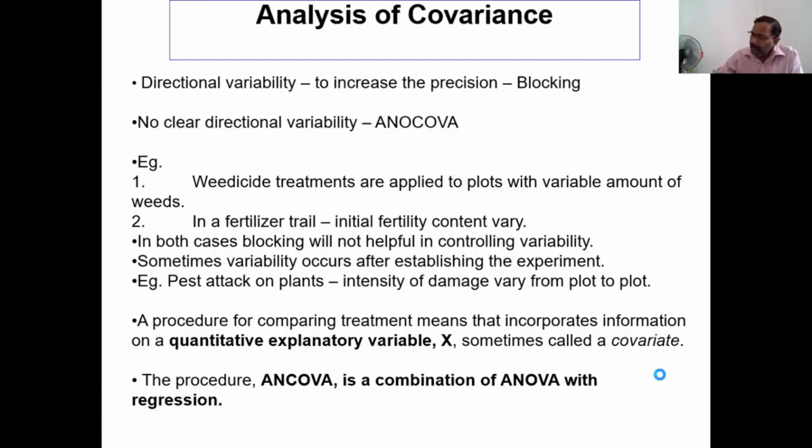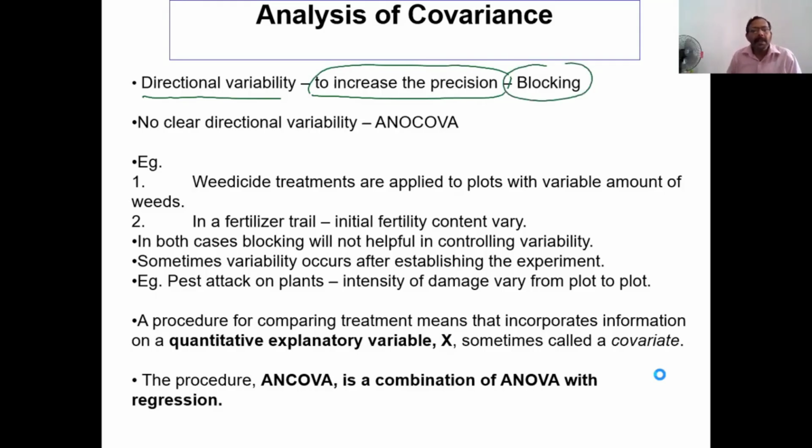Before that, we understand the concept. This is what I said, directional variability. There's a pattern, variability, moisture variability. If the moisture variability is directional, to increase the precision of the experiment, we go for blocking. As I pointed out, we go for blocking.